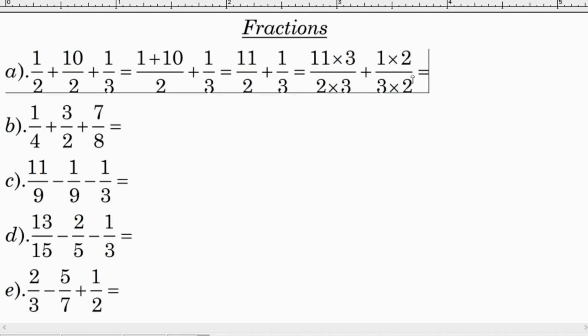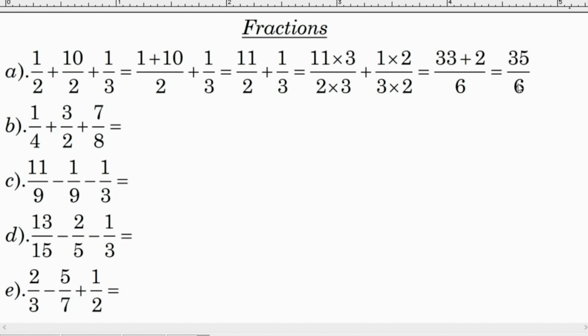Alright, so now we have the same denominator, which is equal to 6. 2 times 3 equals 6 and 3 times 2 equals 6. Now we put the same denominator 6 and add the numerators together. 11 multiplied by 3 equals 33, and then plus 1 multiplied by 2 equals 2. Then 33 plus 2 equals 35, divided by 6.